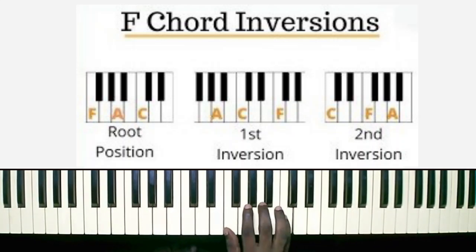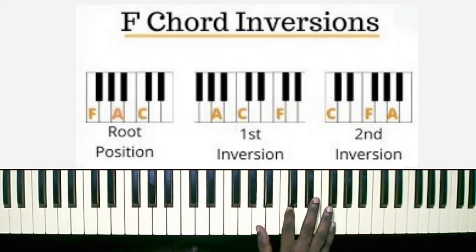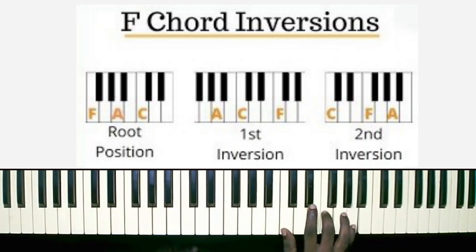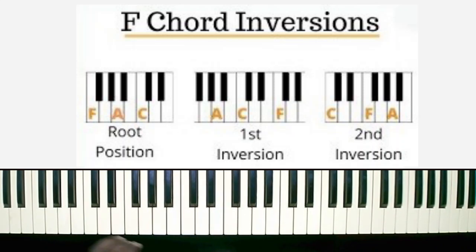You can break it. Root, first inversion, then second inversion. Practice this one too several times. Now let's come to the left hand. We have our root 5, 3, 1, then 5, 3, 1 again. That is A, C, F. Then we have 5, 2, 1. That is C, F, A. You can practice it too.